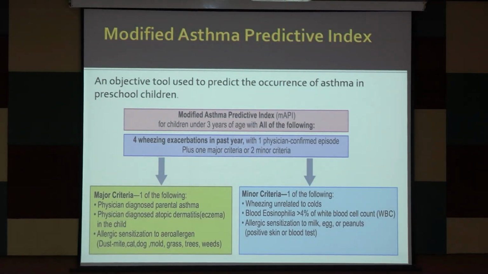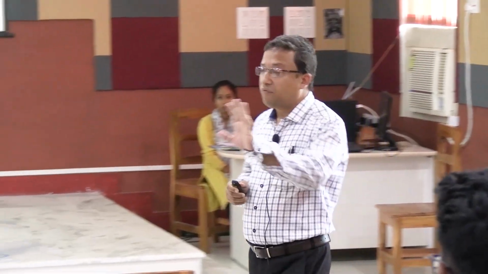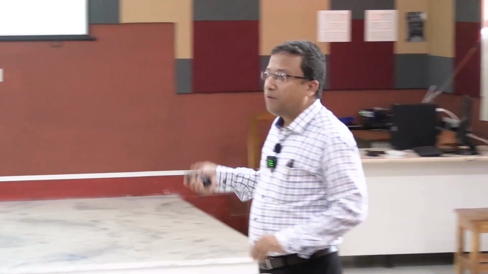It is very difficult to differentiate it from asthma, but there is an index by which we can predict that a child coming with recurrent wheezing may develop asthma in future. This index is known as the modified asthma predictive index. Under 5, wheeze is not asthma, but by this index we can predict asthma.